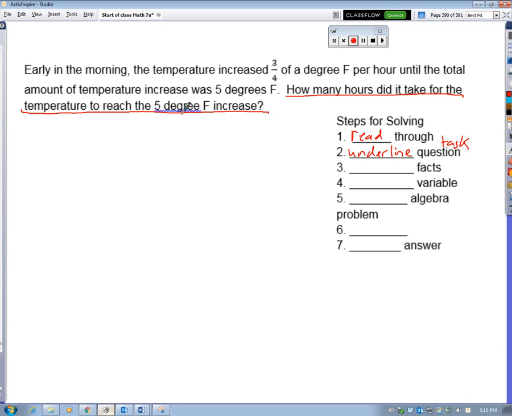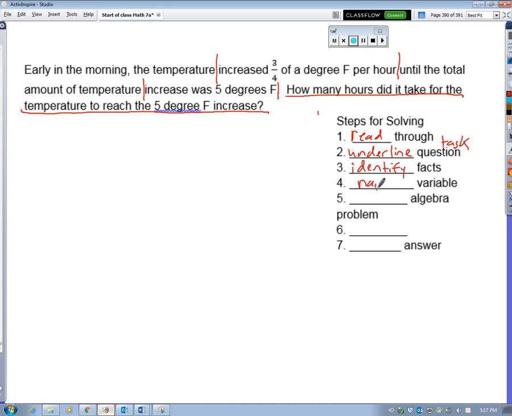Okay, let's identify our facts. We know the temperature is increasing at 3/4 of a degree per hour, and we know that the total increase was 5 degrees. That's how much the temperature went up by. It's also the same down here. We don't need both of the facts. They're both exactly the same. We just need one of those. So we identified our facts.